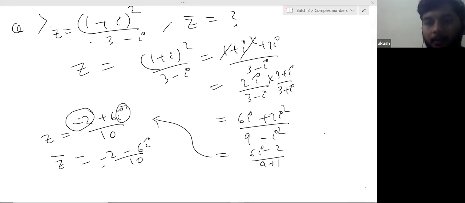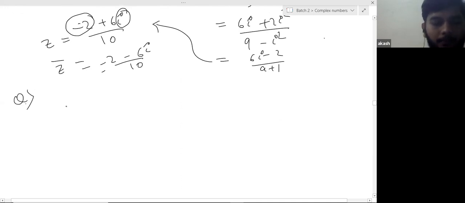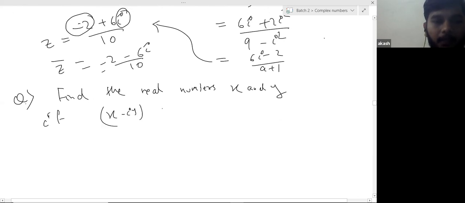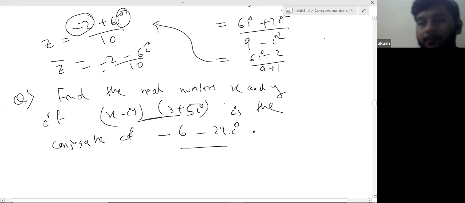Okay. Let's do another question. Write down: find the real numbers x and y if x minus iy times 3 plus 5y is the conjugate of minus 6 minus 24i. All right, if this is the conjugate of this, then find x and y. All right, I'll give you a hint: multiply this, then compare. You know what comparison means? If this is equal to this.